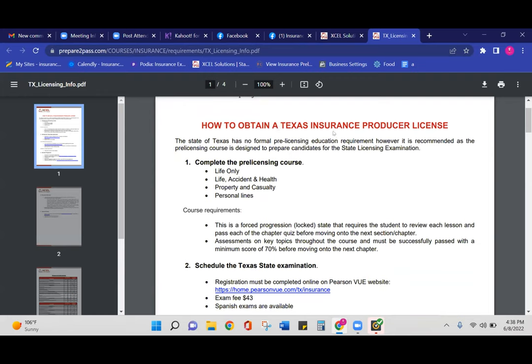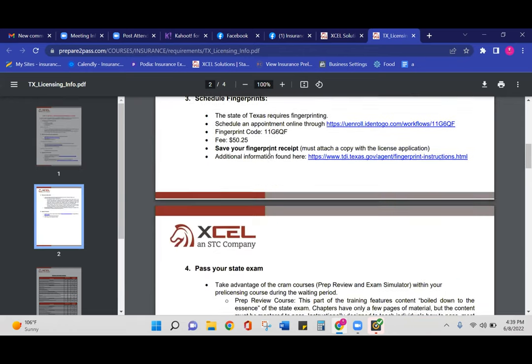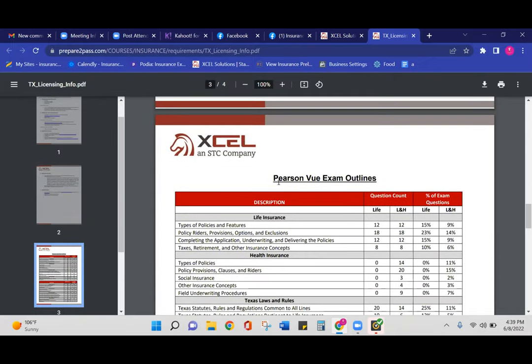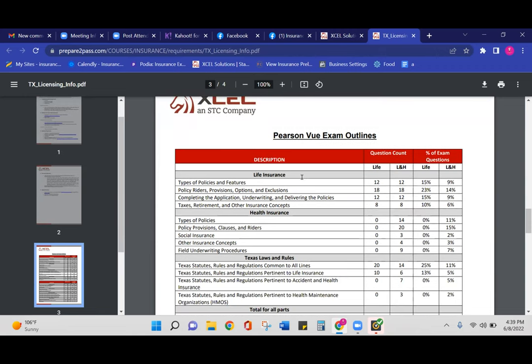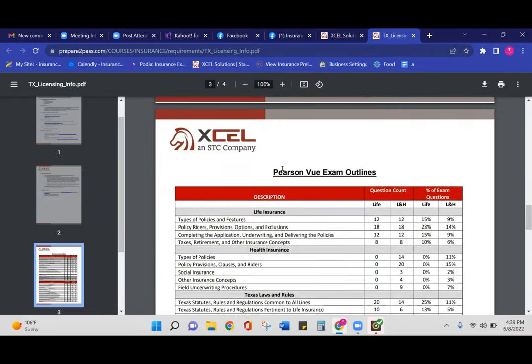Now, the first part of this will tell you what it is you have to do. Some states require that you complete your quizzes and exams, and some don't. But when you have a course with Excel, they will force you to do everything. Some courses don't require you to do the things you don't have to do. But they'll tell you the beginning of your requirements. Then when you keep scrolling, you get to the exam outlines. This is what is going to tell you how many questions are coming from each section or chapter of the exam. So we are doing property and casualty.